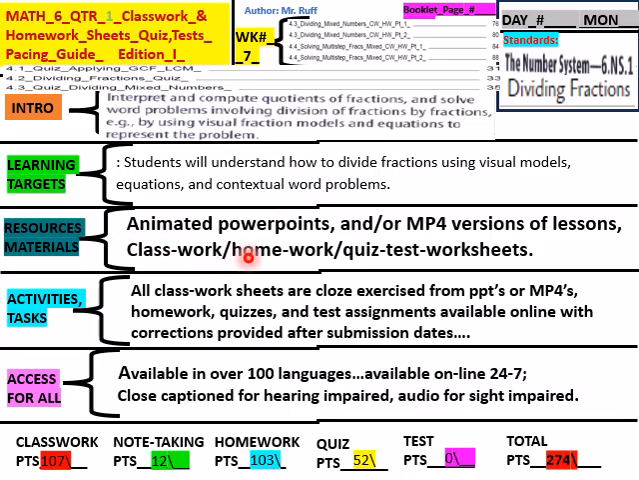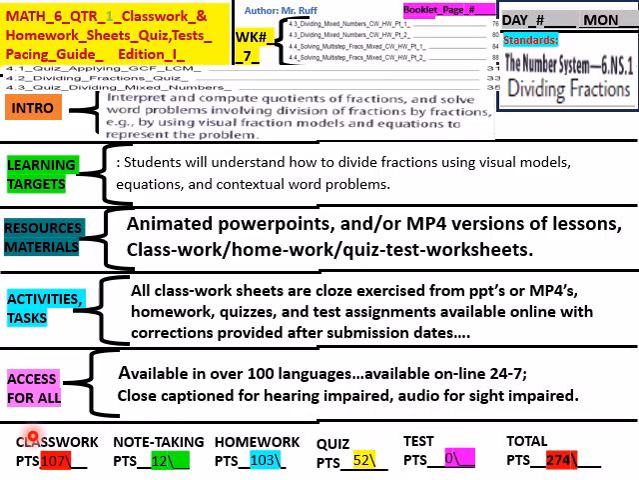Resources, materials, animated PowerPoints and or MP4 versions of lessons, classwork, homework, quiz, test, worksheets. Activities and tasks, all class worksheets are closed exercise from PowerPoints or video. Homework, quizzes, and test assignments available online with corrections provided after submission dates, and then access for all. Available in over 100 languages, available online 24/7. Closed caption for hearing impaired, audio for sight impaired.